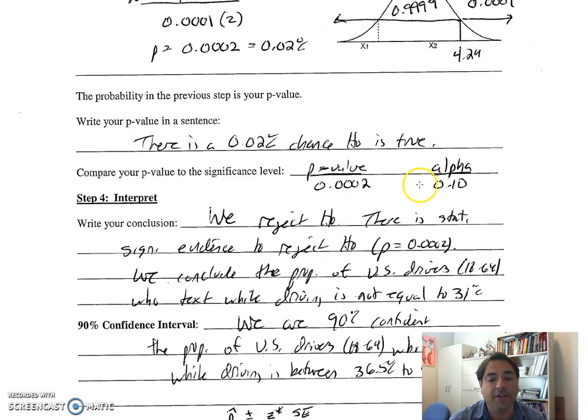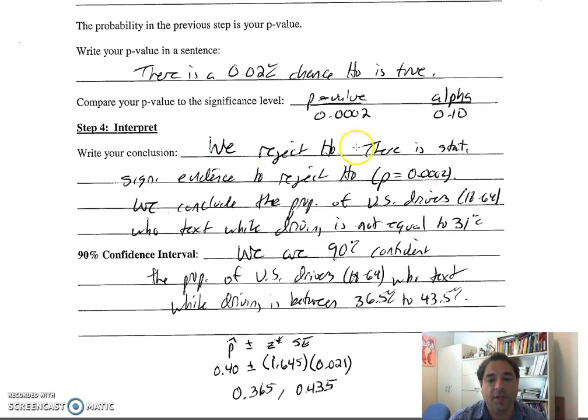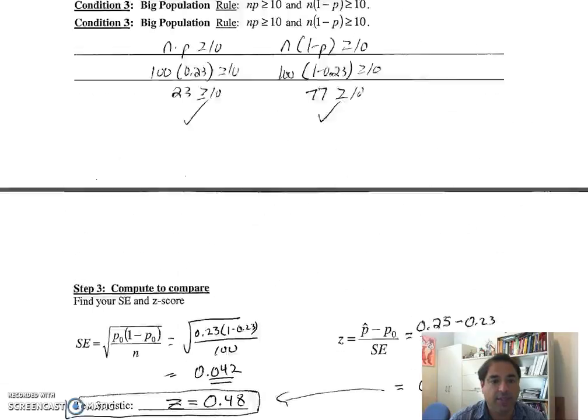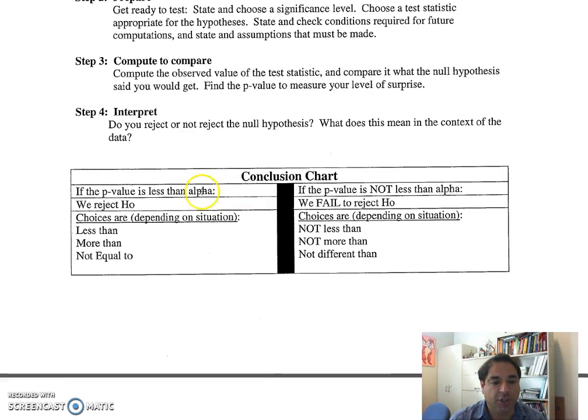So our p-value is smaller than alpha, so we reject H0. There is statistically significant evidence to reject H0 because our p-value is so small. We conclude the proportion of U.S. drivers 18 to 64 who text message while driving is not equal to 31%. Not equal. So remember, if we go back to our conclusion chart, I'm going to scroll up here. At our conclusion chart, if you reject, we put not equal to. If we fail to reject, I would have written not different than. So it depends on what side you're on. So use that conclusion chart to help you.